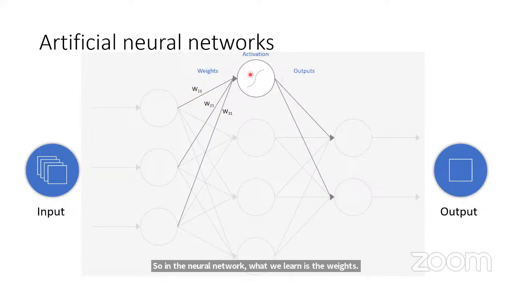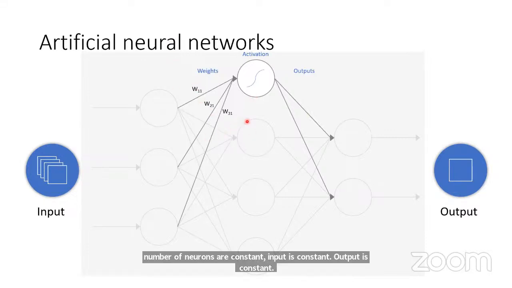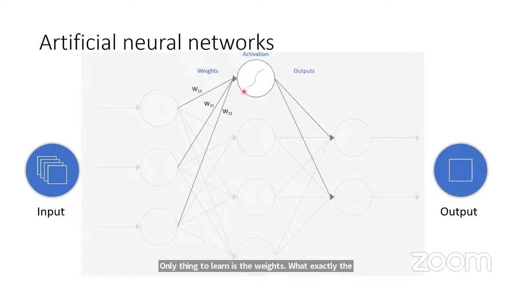Because the activation function is constant, the number of layers is constant, the number of neurons is constant, the input is constant, the output is constant. The only thing to learn is the weights. What exactly is the right weight to be applied to solve this kind of problem? So when we call it artificial neural network training, what exactly do we do? Nothing but learning the right weights for it.